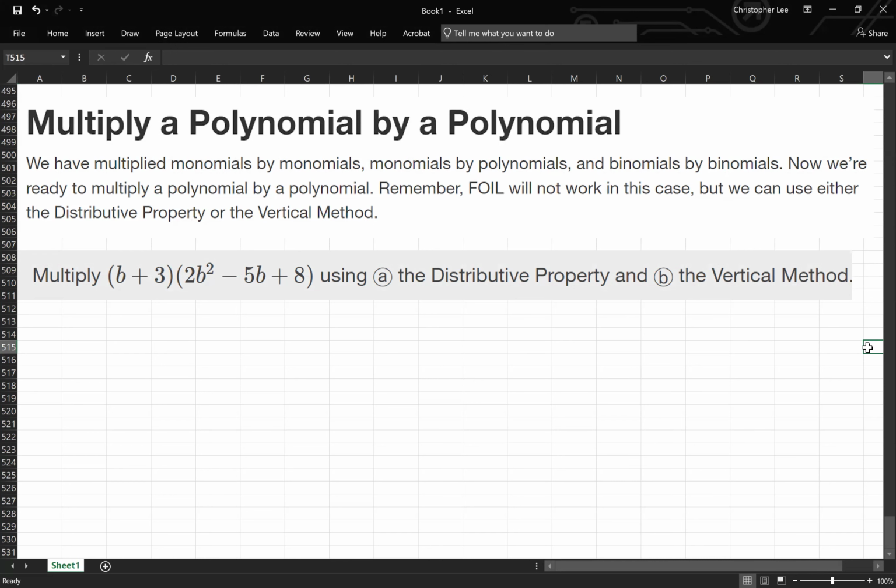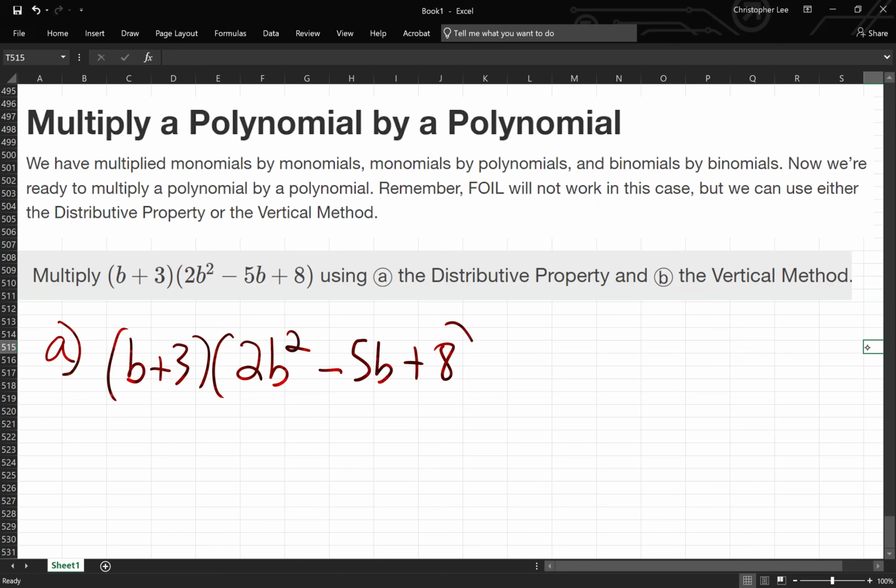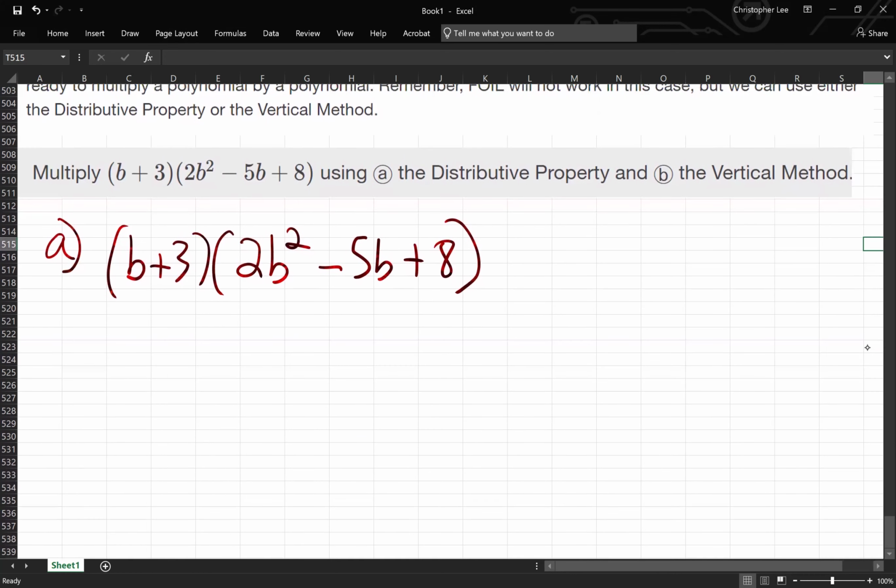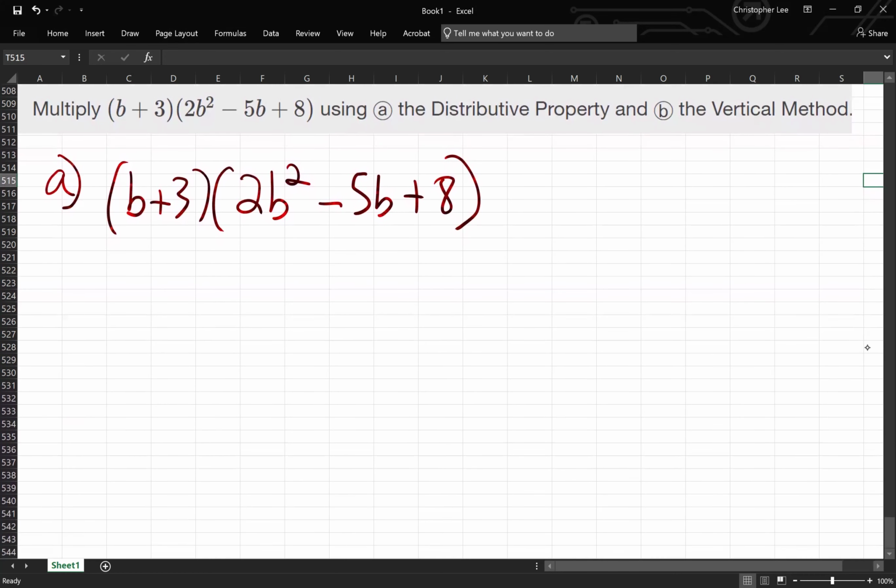All right? So I'm going to do A first. So we got what? b plus 3 times 2b squared minus 5b plus 8. All right? So tell me what to do. Distributive property, go. All right, so b plus 3 times 2b squared, good.